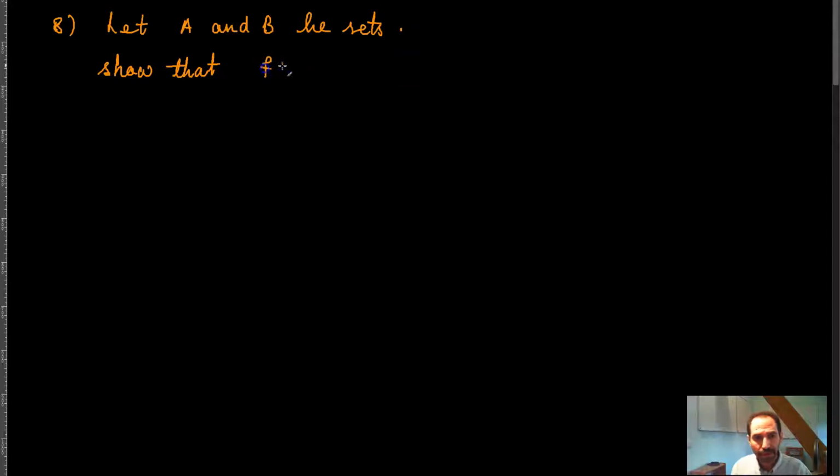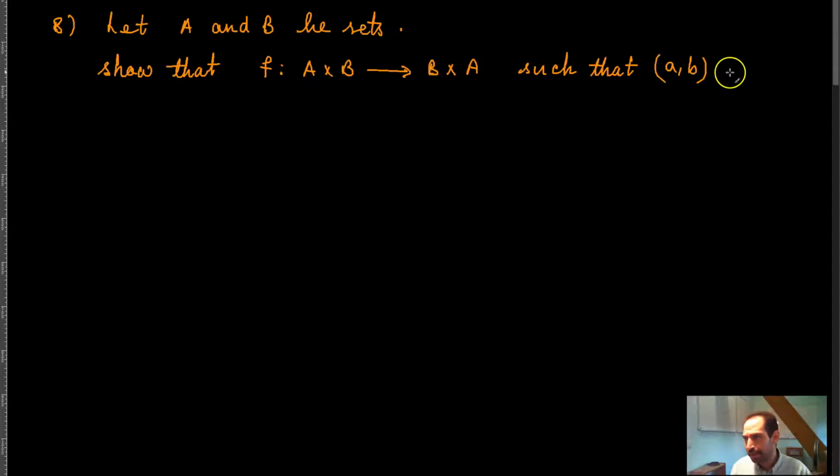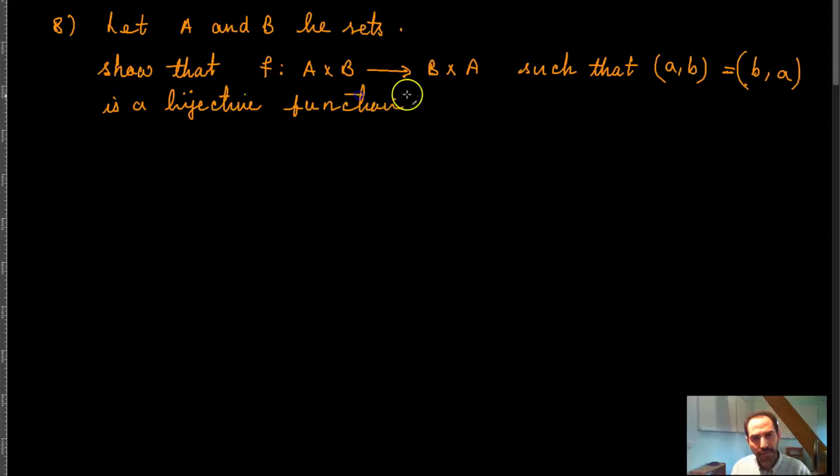basically f, as a function from A times B, the Cartesian product of A and B, to another set which is the Cartesian product of B and A, such that f(A, B) is equal to (B, A), is a bijective function. Okay.